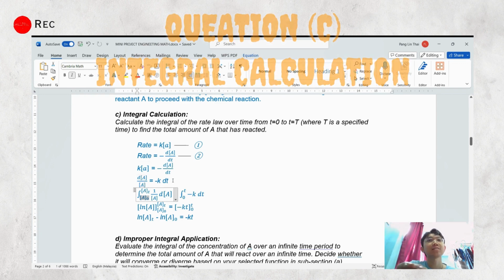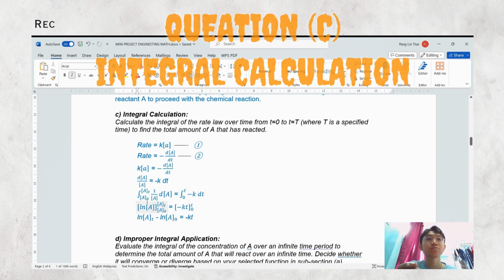Now we can see that the first equation is equal to the second equation, so there will be Ka equals negative dA over dt. Now we are going to shift the equation, so there will be dA over A equals negative K dt. Now we are going to integrate the equation. We are going to integrate 1 over A dA from A naught, which is the initial amount of A, to the amount AT, which is the amount of A after the specified time t.